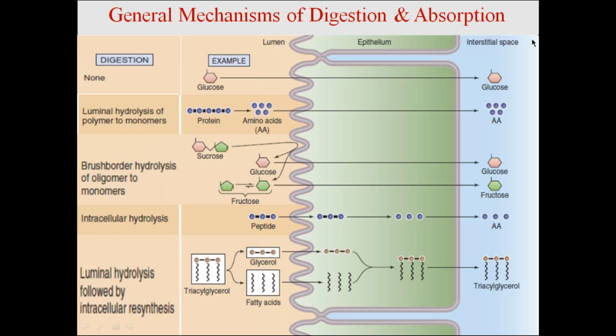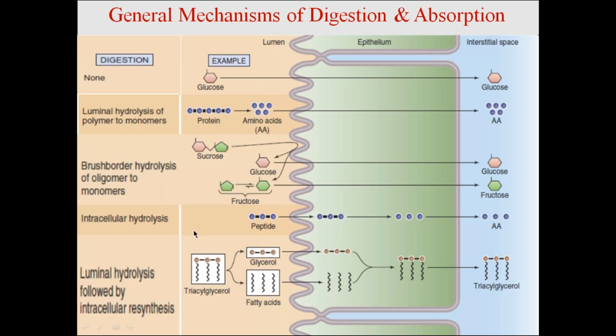These are the principal 5 mechanisms by means of which the digestion and absorption of nutrients can occur. First, of course, the monomer is ingested and it is absorbed without undergoing further digestion. Second is the polymer. It is hydrolyzed or digested into monomer, and then this monomer is absorbed. Third is that there is partial digestion which occurs in the lumen, which is further carried out by the brush border enzymes of the enterocyte, and then the monomer is absorbed into the blood circulation.